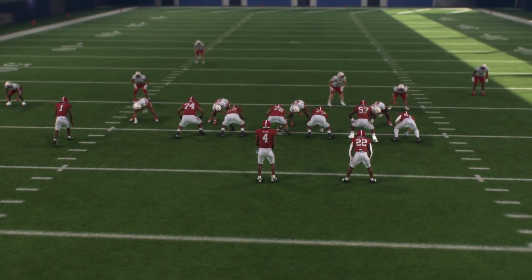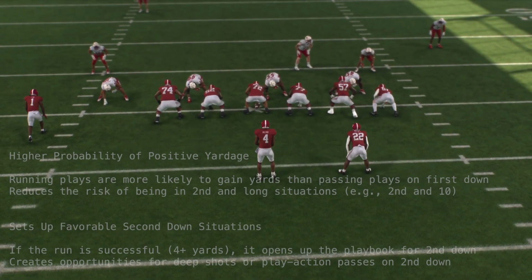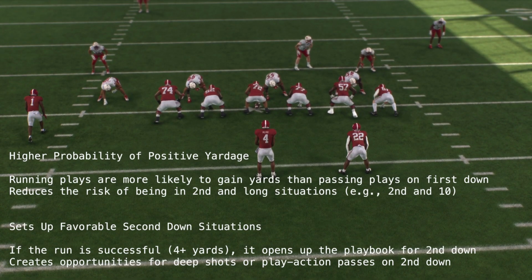Okay. I run inside zone a lot on first down. So I set a rule to myself back when I was losing a lot in Madden. I made a rule for myself to always run on first down, because running on first down gives me easy yards, and it also gives me better information so that on second and third down, I can put the best play on the field that'll give me the most success.